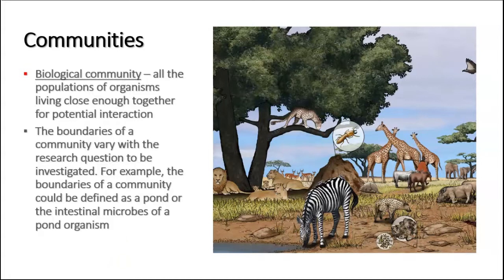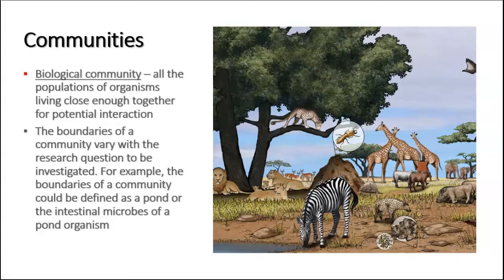So a biological community, like we said before, is all the different populations of organisms that live close enough together to interact with each other. And this has to do not only with the animals, but also with the plants and fungi and bacteria and the other things that live in that particular area.